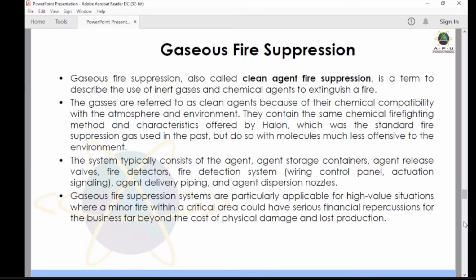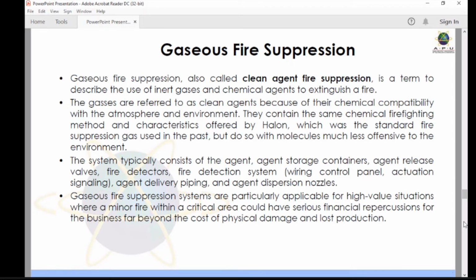The system typically consists of the agent storage containers, agent release valve, fire detectors, fire detection systems, which contain wiring, control panel, actuating signaling, agent delivering piping, and agent dispersion nozzle. So it consists of all the systems like we saw before in the figure.